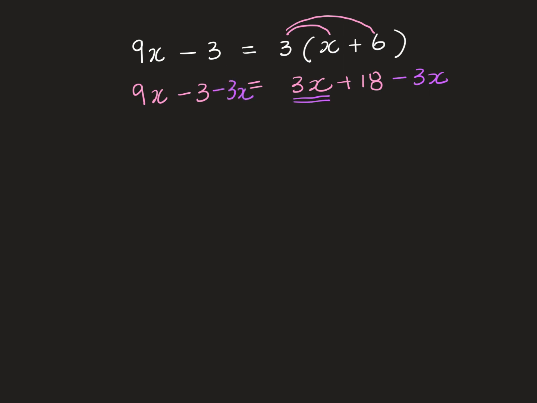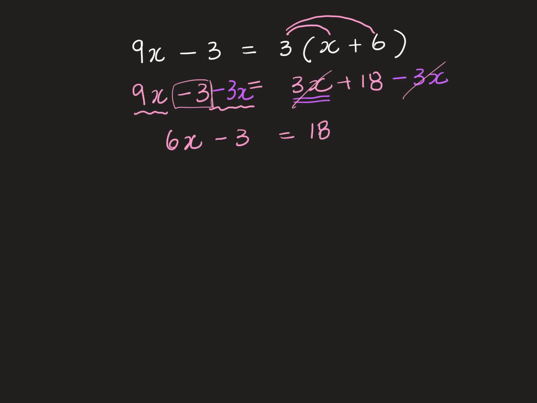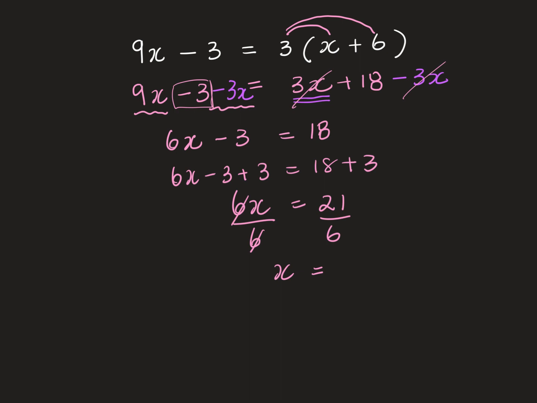What have I got left? Over here, I've got 9x, take away 3 of them. 9x take away 3x is 6x. Still got this minus 3 here. Pop that down. Over here, those ones go. I've got 18. 6x minus 3 plus 3 equals 18 plus 3. 6x equals 21. Divide by 6, cancel. x is equal to 21 divided by 6, which is a mucky number. Oh, not too bad, 3.5.